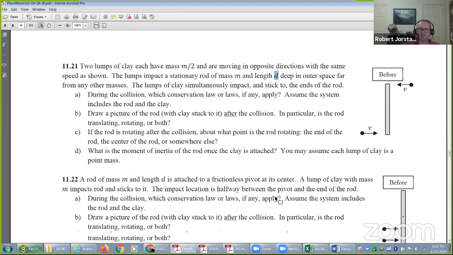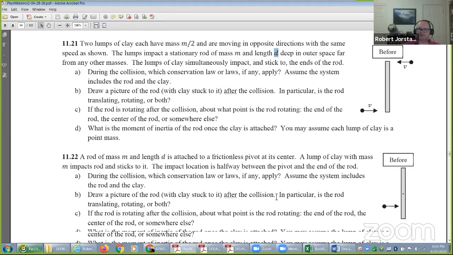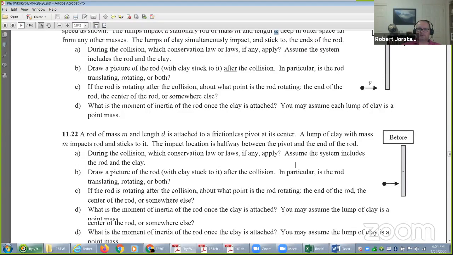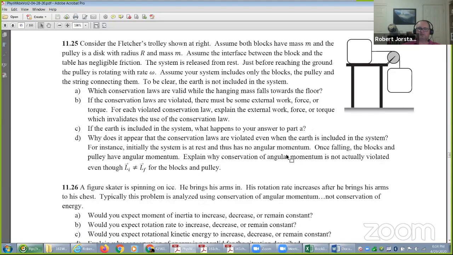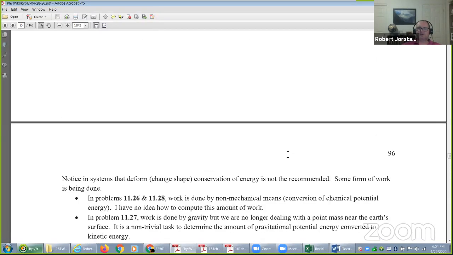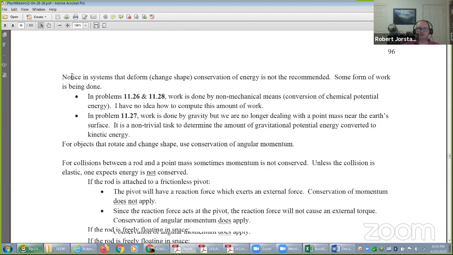You can go through all of these and see what happens when it hits at the center, at the end, with a pivot, without a pivot. What if the rod is moving? What would happen? Here's another one. Here's a variation, figure skater. Here's a planet. Here's this one. We've seen a lot of these problems, but the idea is you can go through them and see what you should do, what you shouldn't do.